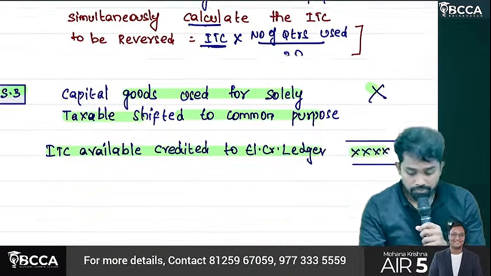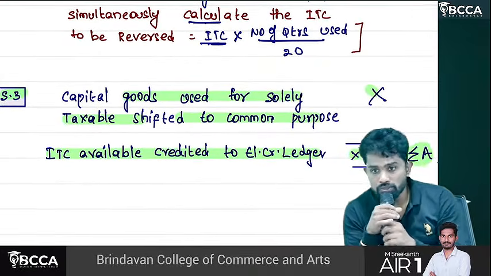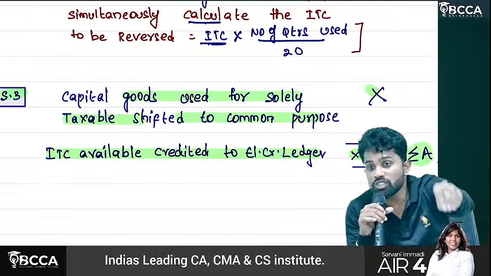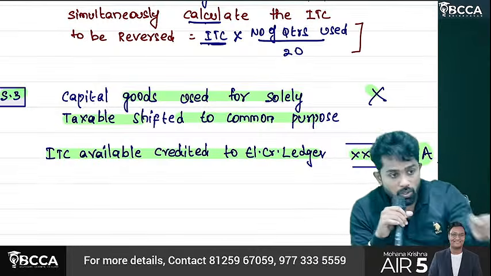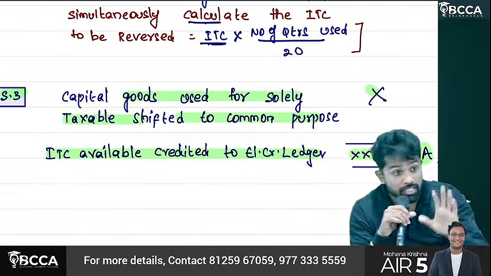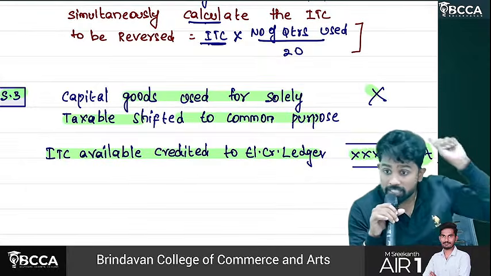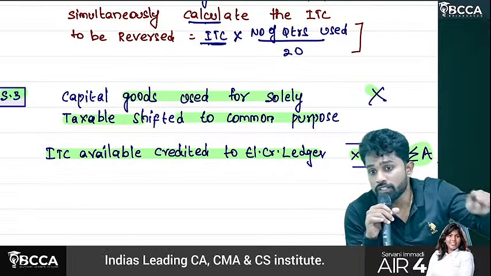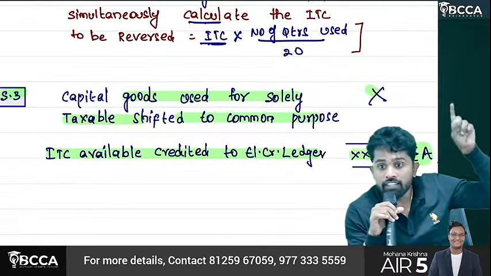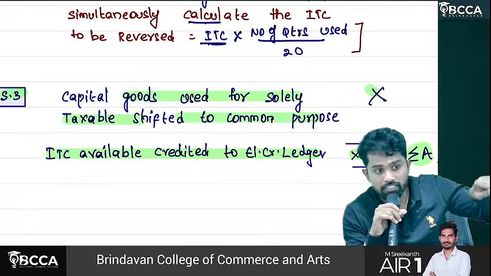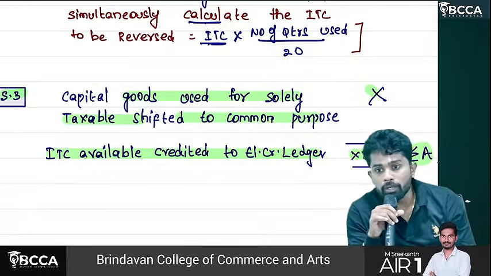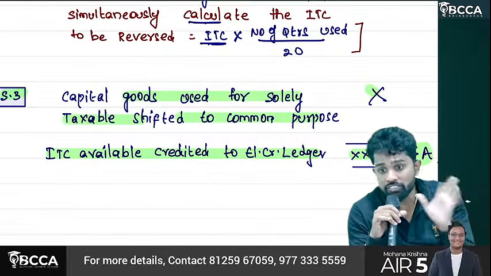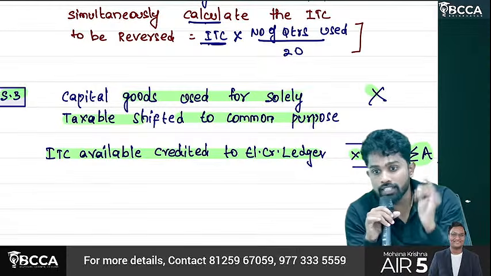Then third one, capital good. Again, purchased long back only. That time it was used exclusively for taxable purpose. Now converted into common purpose. Sir, understand my point once again. Purchased when? In the past. And when purchased it is used exclusively for what? Taxable purpose. Then ITC availed that time or not? Yes, availed. Now shifted to what? Common purpose. Sir, since ITC is already availed, there is nothing more to avail. Okay? But just mark it as A.